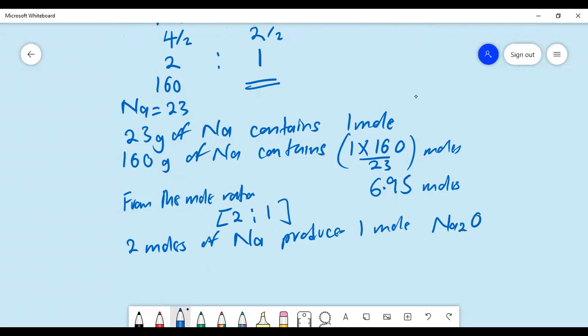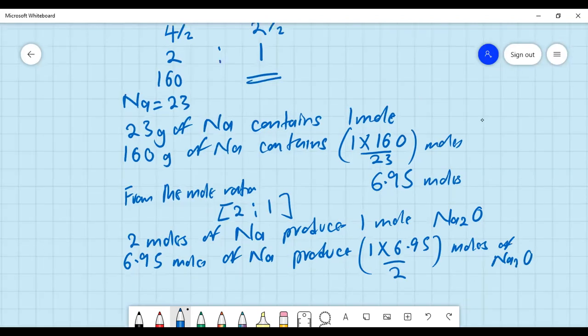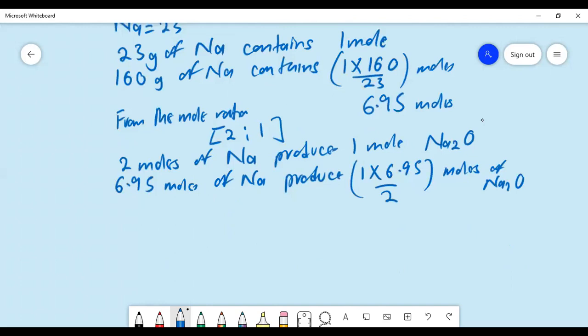It means now what of the 6.95 moles of sodium produces 1 times 6.95 out of 2. These are the moles of sodium oxide. How many moles do you get? 3.47. So I'm getting 3.47 moles. Shall we understand that?